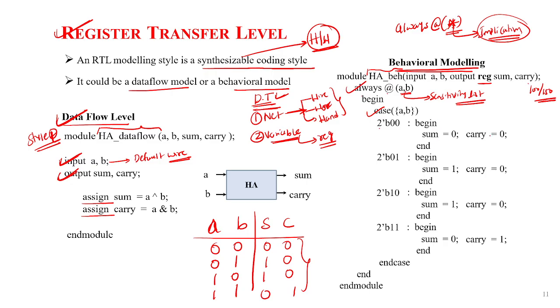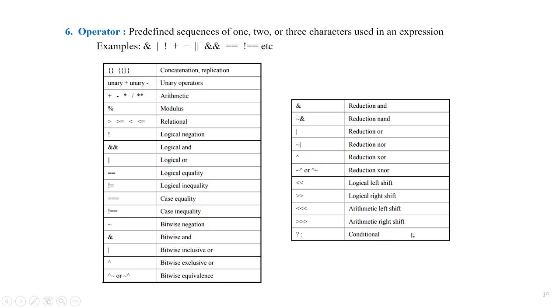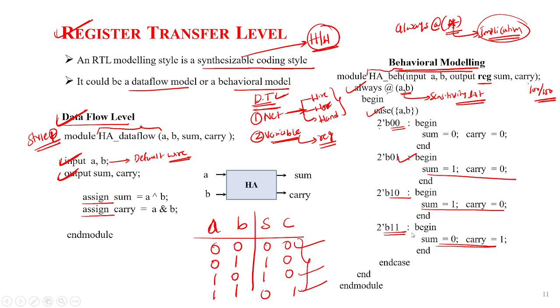Sum 0 carry 0. So if the input is 0 0, what is the output? Sum 0 carry 0. If the input is 0 1, sum 1 carry 0. If it is 1 0, sum 1 carry 0. If it is 1 1, sum 0 carry 1. So these are the different styles we are using in Verilog. Did you understand? Any doubts or queries in this?